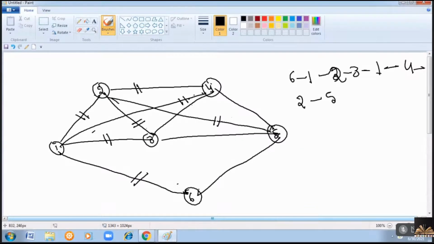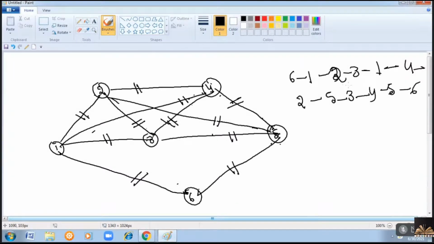From 5, you can go to either 4 or 3 or 6. Let me go to 3. From 3, you have to go to 4. From 4, we have to go to 5. From 5, you have to go to 6.